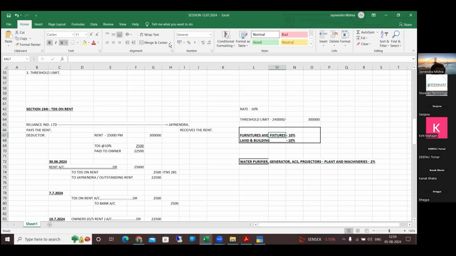10%. Yes, 3 lakhs total, but we are paying rent month wise. Therefore we have to deduct TDS per month. So 10% of 25,000 will be 2,500. So let's start, friends. 2,500 rupees per month.